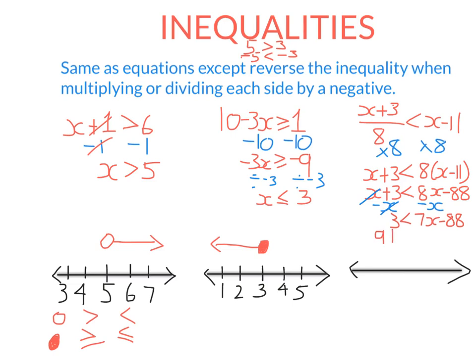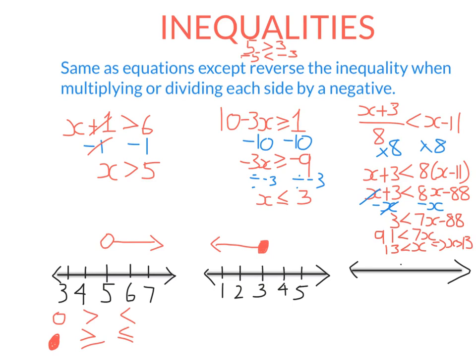So we get 91 is less than 7x, and then we're going to divide each side by 7. We get 13 is less than x. That's the same as saying x is greater than 13. If 13 is less than x, then x must be greater than 13.